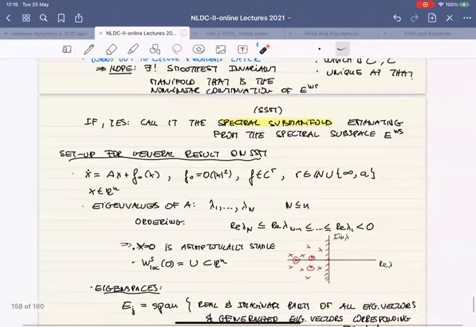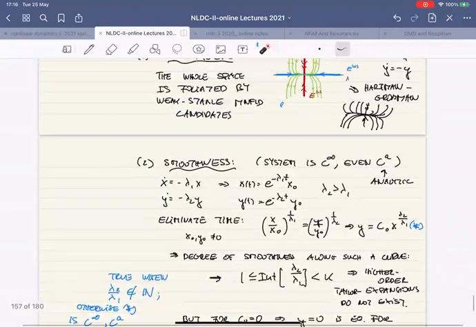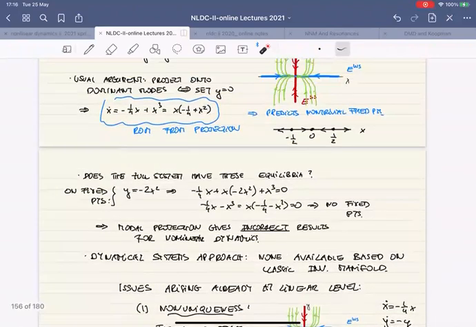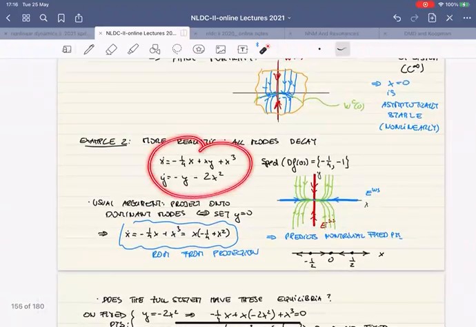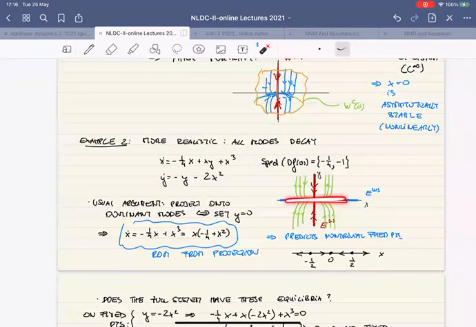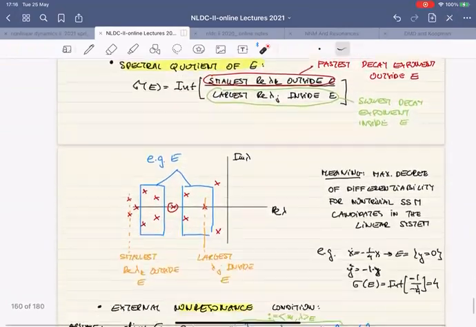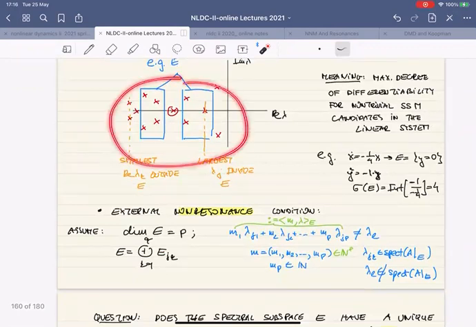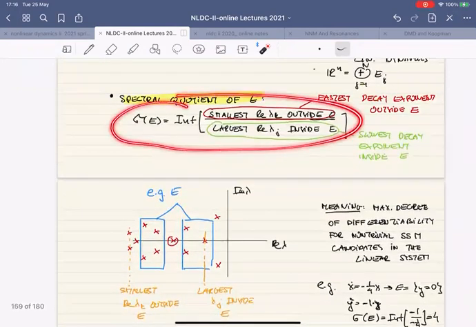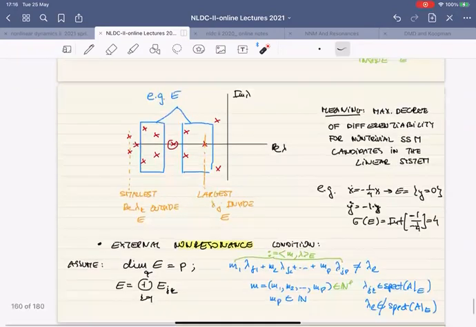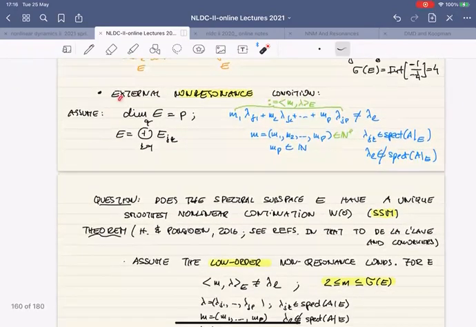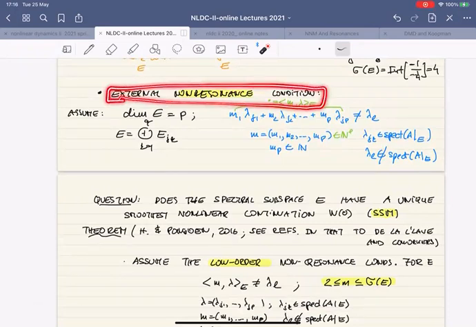So in this particular example that we looked at here, where was that? Wherever it was, the spectral quotient of this spectral subspace, which is also an eigenspace, is 4. And that was incidentally the maximum order of differentiability that I can hope for. So this gives you a measure of the most differentiability you may expect in the nonlinear system.